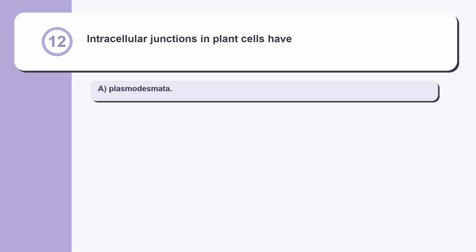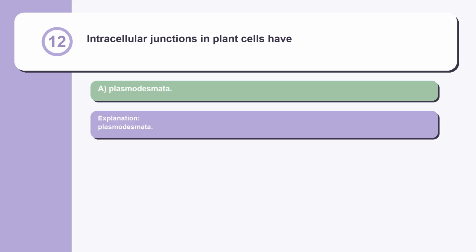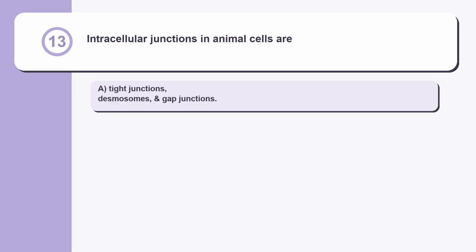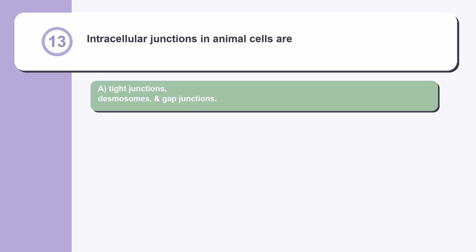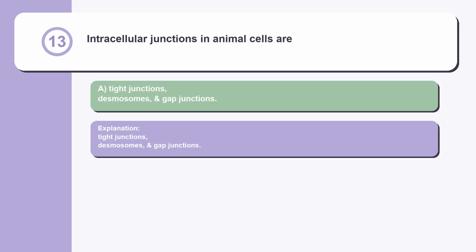Question 12. Intercellular junctions in plant cells are plasmodesmata. Question 13. Intercellular junctions in animal cells are tight junctions, desmosomes, and gap junctions.